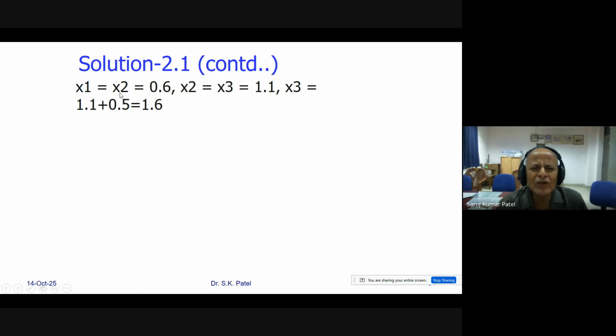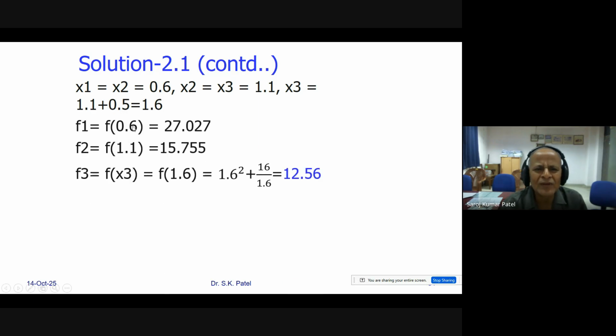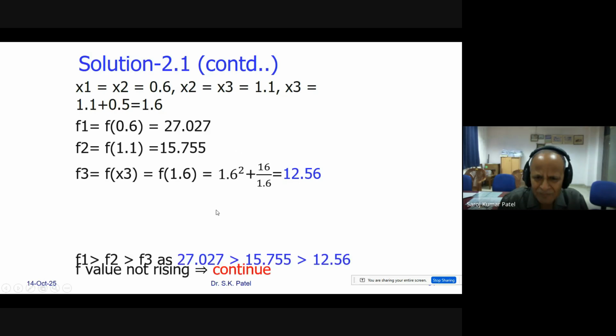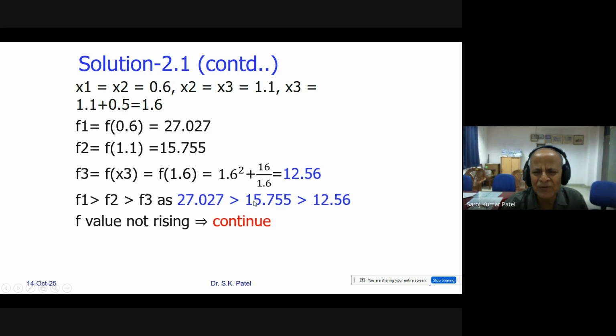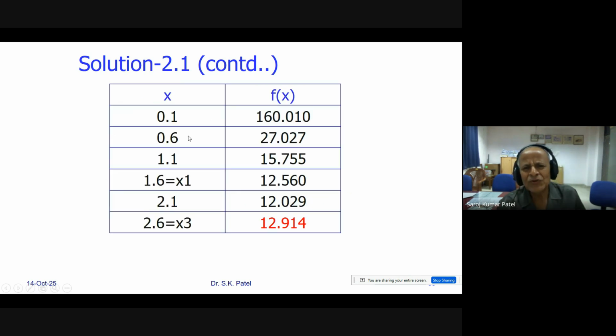So now x1 will be equal to x2, that is 0.6, x2 is equal to x3, that is 1.1, and x3 will be equal to 1.1 plus 0.5, that is 1.6. So let us see. f1 at 0.6 we already calculated earlier, so just write down 27.027. 1.1 already calculated earlier, 15.755. Only at 1.6 you calculate. So 1.6 square plus 16 by 1.6 will be 12.56. Again, if you compare these three values, it is still decreasing. That is, 27 is greater than 15, 15 is greater than 12. So continue.